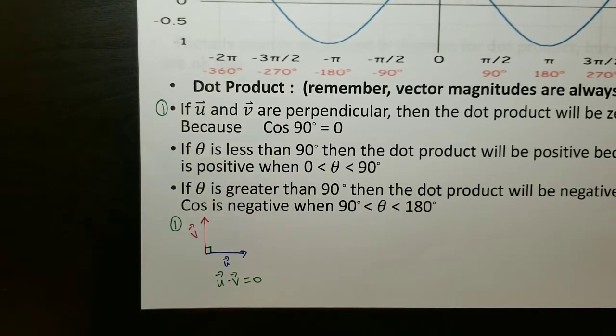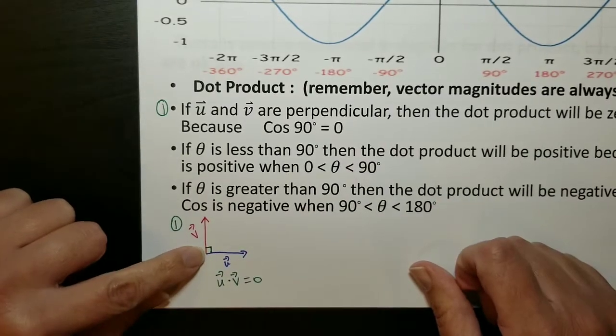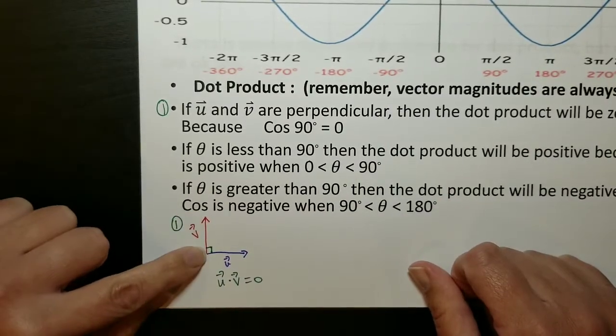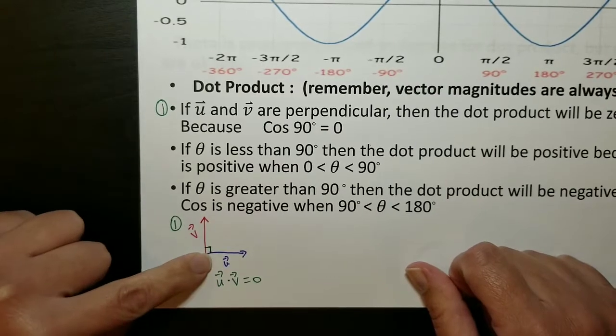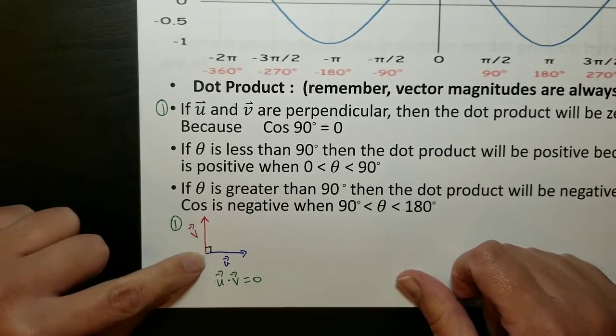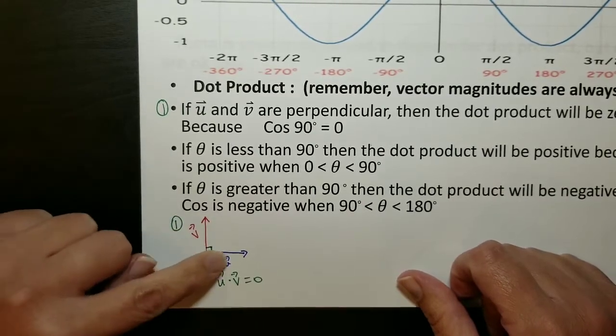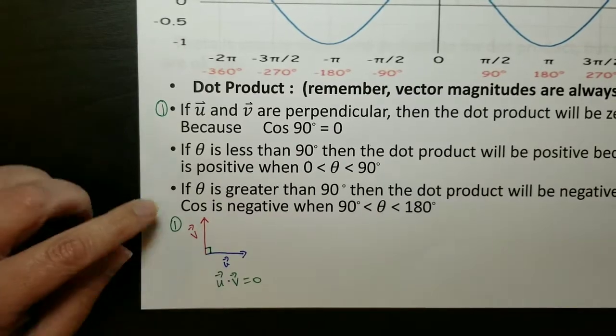And why is that? If we think about how much of v is helping u, well, they're perpendicular. Is v helping the u vector at all? Is it going at all in the same direction? It's not. So it has a 0 helpfulness in terms of going along in the u direction.